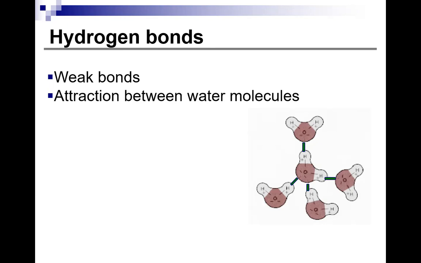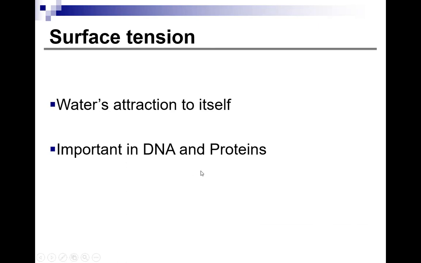Like I said, it makes boiling points and surface tension stronger. A lot of the special properties of water come from the fact that it has these hydrogen bonds. So hydrogen bonds are an attraction between molecules, in this case water molecules. If we go back one, it increases the surface tension, so water is attracted to itself.